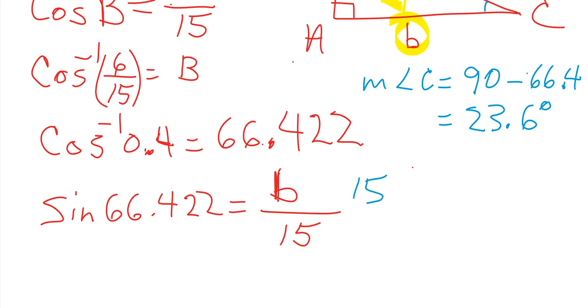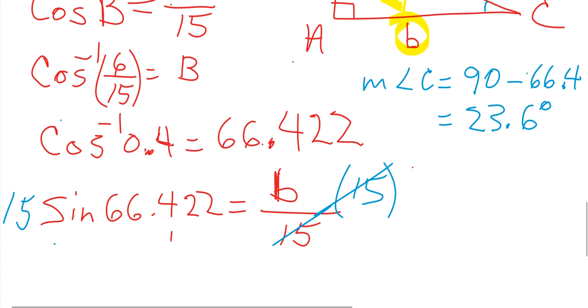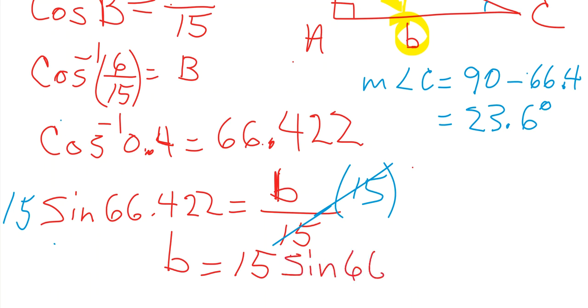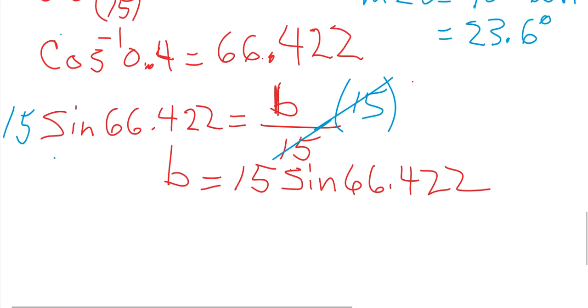So we go 15 here, and we go 15 over here. By the way, when you have a coefficient in front of a trig function like this, 15, that's always 15 times the sine of 66.42. And so, of course, over here they cancel out, and we are left with little b is equal to 15 times the sine of 66.422. And what does that work out to be?